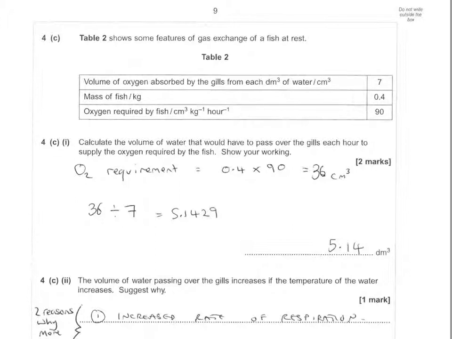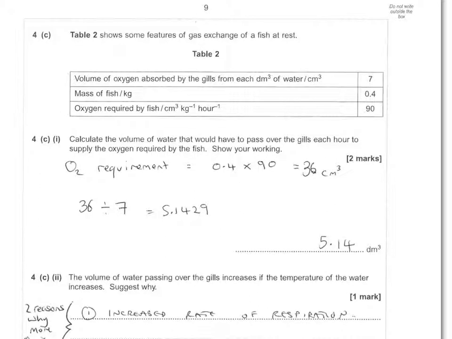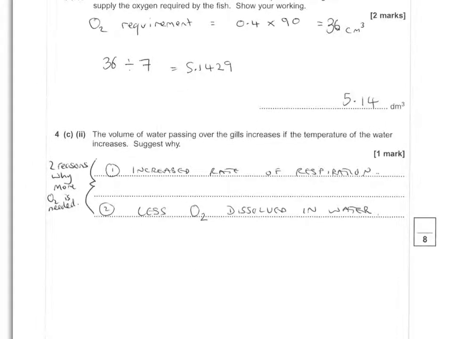Per decimeter cubed, you get 7 centimeters cubed of oxygen. So you do 36 divided by 7. That means you need 5.14 decimeters cubed of water to get enough oxygen out of it.